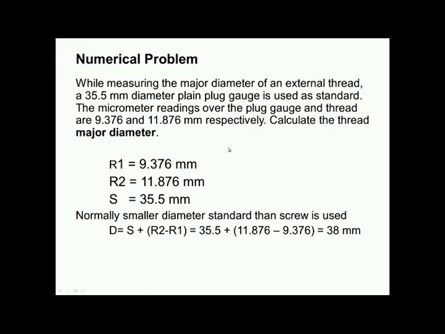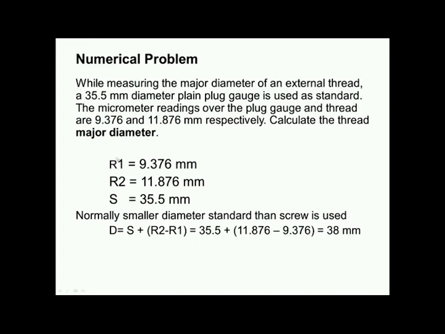Now, we will have a numerical problem. While measuring the major diameter of an external thread, a 35.5 millimeter diameter plain plug gauge is used as standard. The micrometer readings over the plug gauge and screw thread are 9.376 millimeter and 11.876 millimeter respectively. Now, we have to find the thread major diameter.